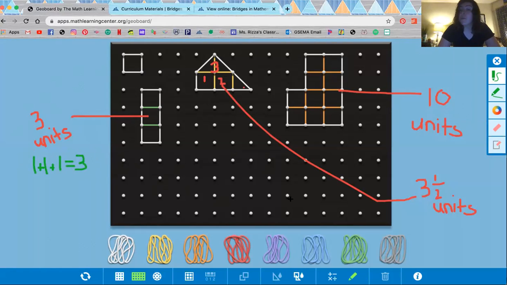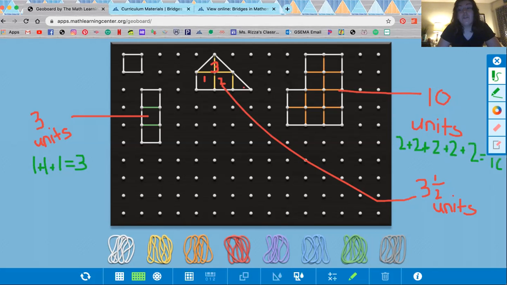Now for this shape over here, does anyone remember how I counted this shape? I counted by 2s. So I had 2 plus 2 plus 2 plus 2 plus 2. So 2 plus 2 plus, oopsies, that's not really a plus sign, is it? 2 plus 2, this is very difficult to write, plus 2 equals 10.